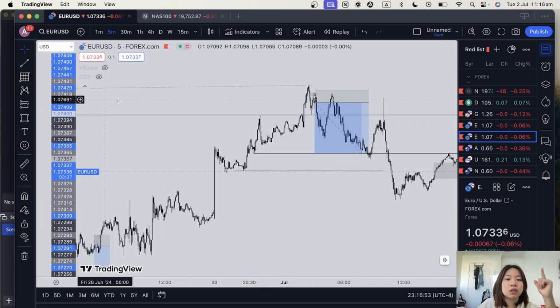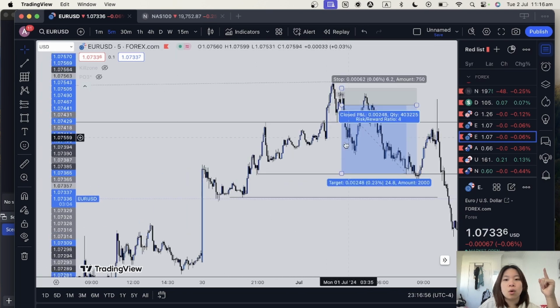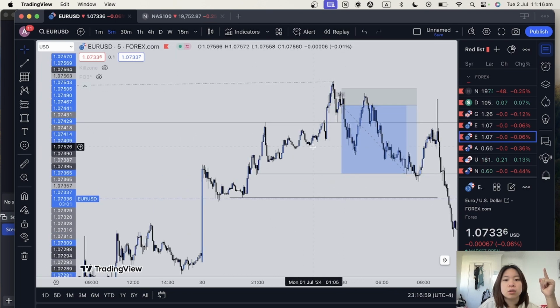We also have an inducement range right here, which is when all these lows are just neatly still there, and all of these lows are still not taken out.